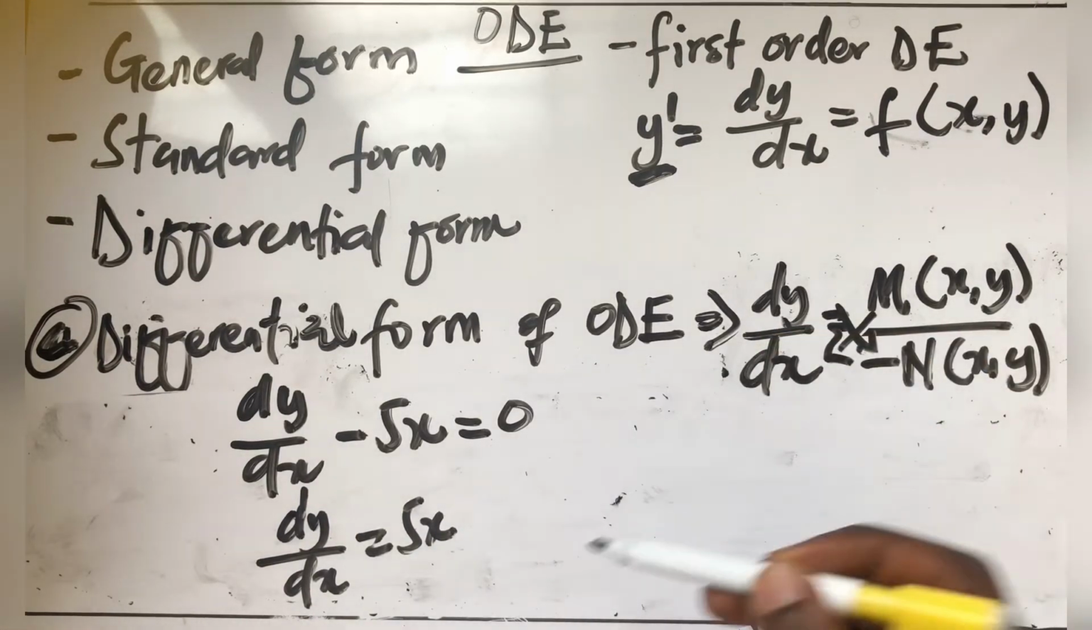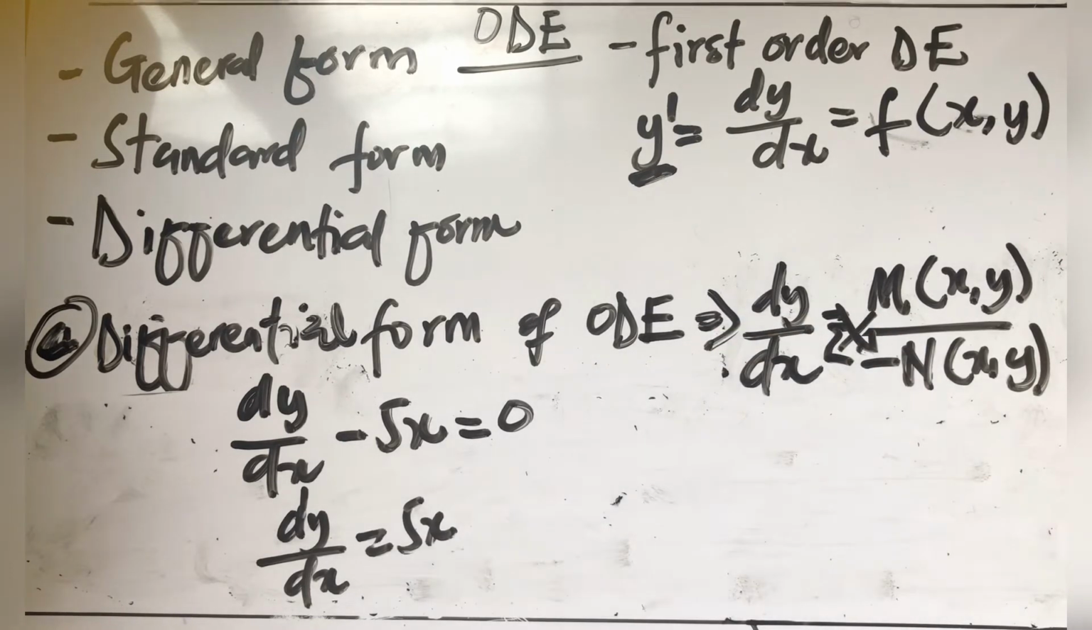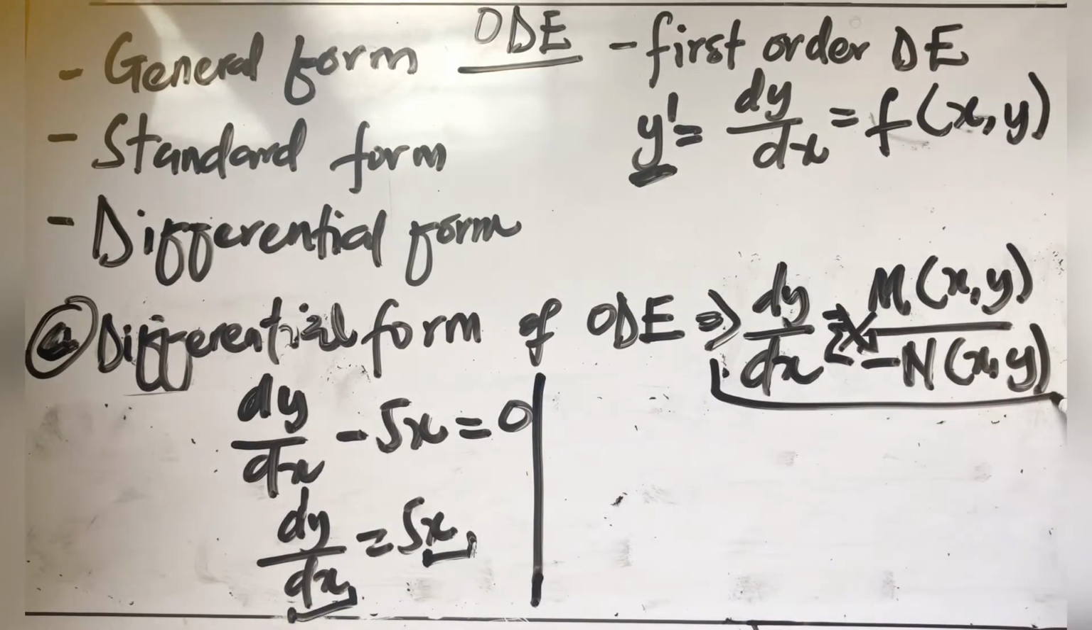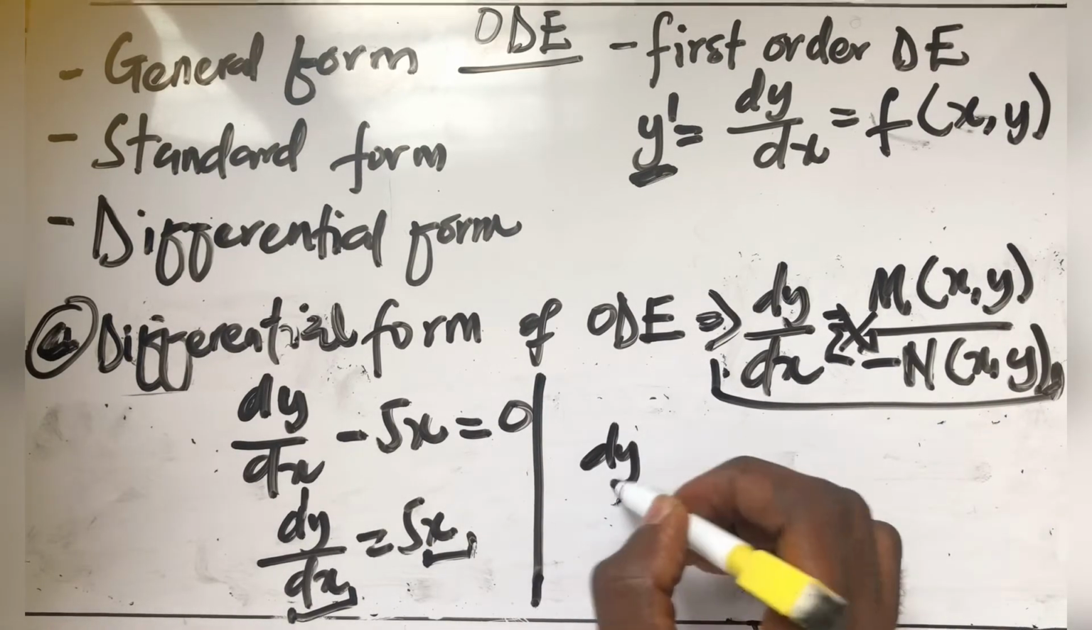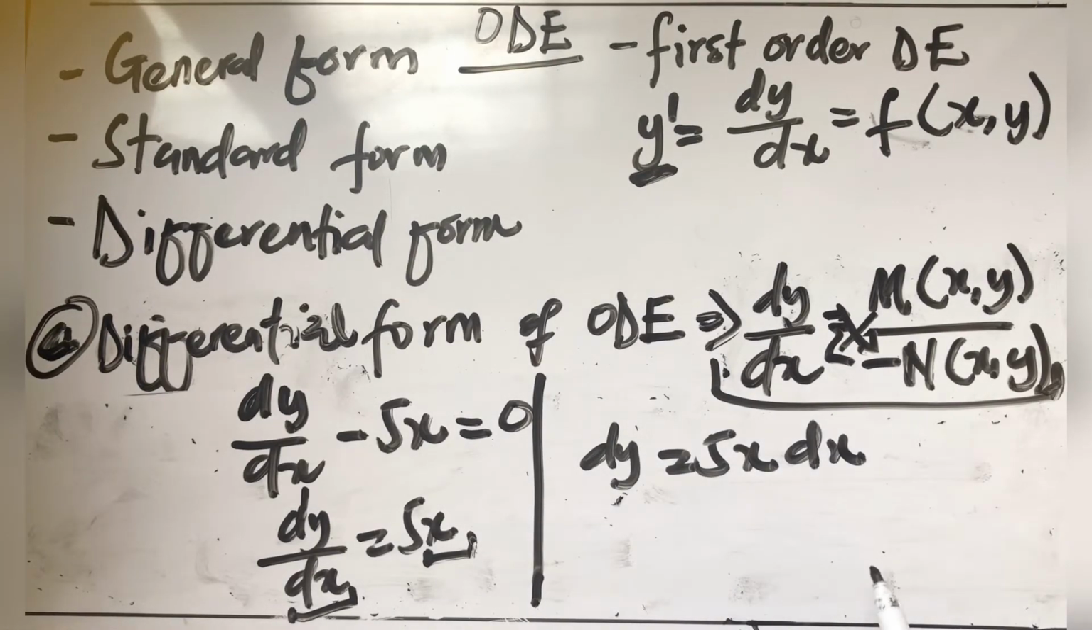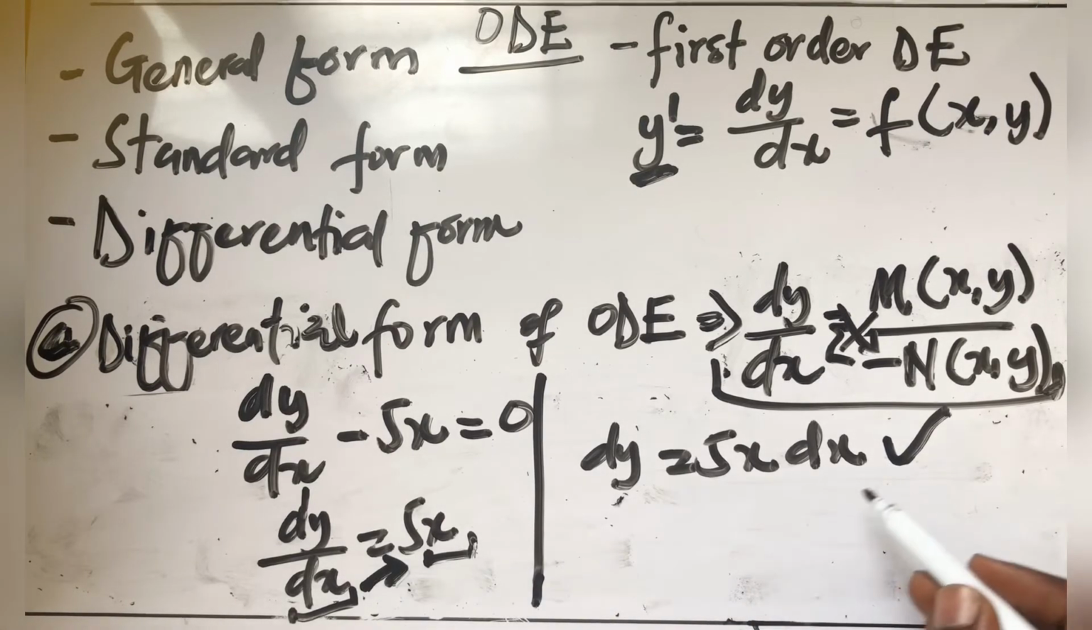Now we are going back to differential form. To write this in differential form, you could notice that we have x over here, and then we have dx over here. So all you have to do is just write it in this format. So this is how it will look like: dy equals 5x dx. So we are grouping all the x's and grouping all the y's. It's just like algebra, grouping like terms. So differential form of ordinary differential equations is all about grouping like terms, grouping x's and grouping y's. So simply we just multiply this by this and we got this.